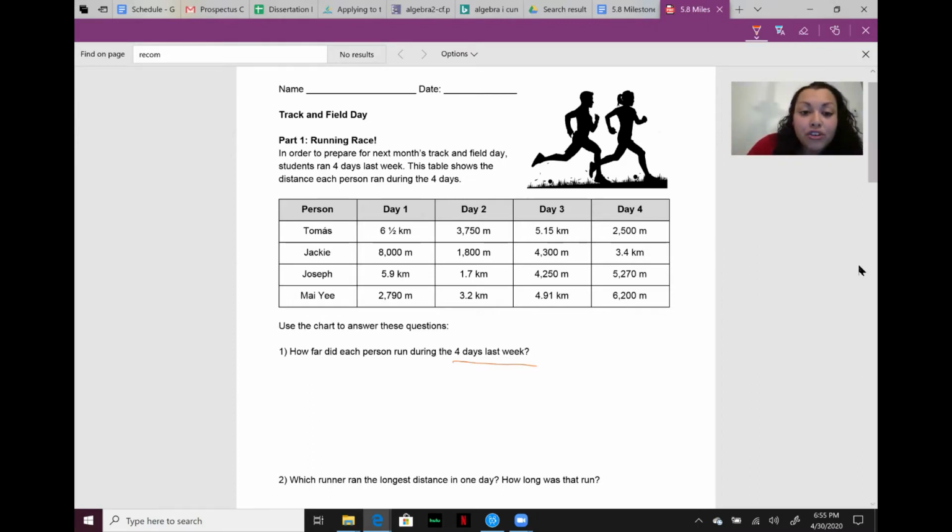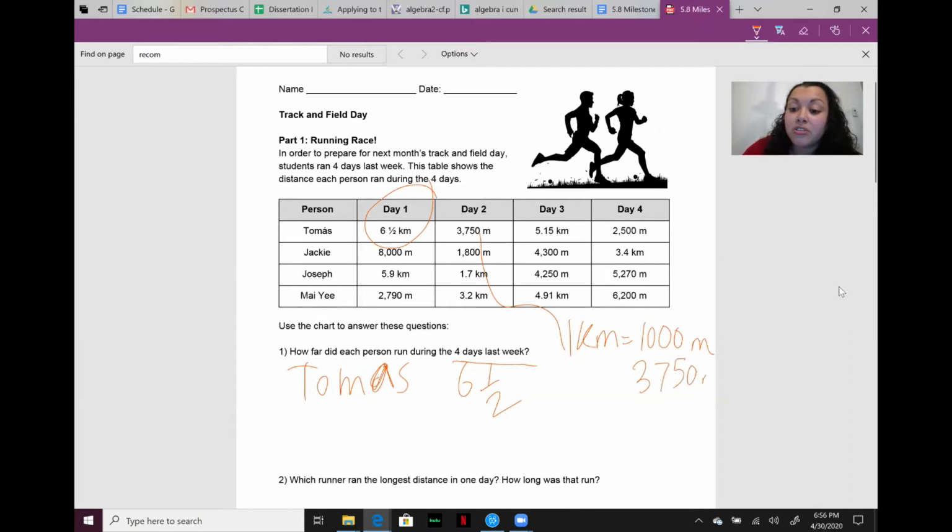So Tomas, if we look at day 1, he ran 6.5 kilometers. I'm going to leave it as is because I want to convert everything to kilometers. The next one says 3,750 meters. I know that 1 kilometer equals 1,000 meters. So if I have 3,750 meters, I'm going to multiply this by 3.75. That means this is equivalent to 3.75 kilometers.